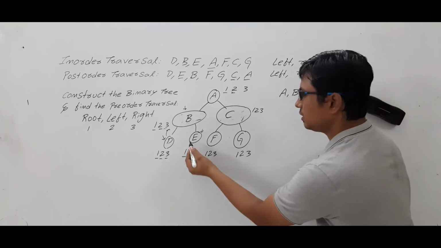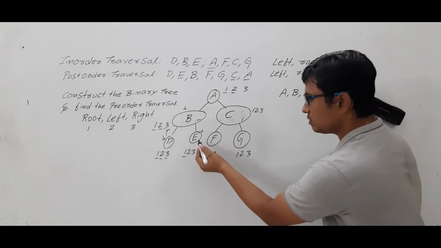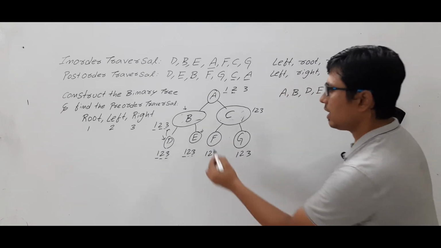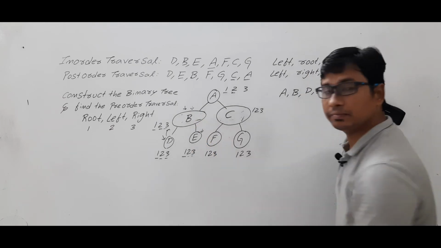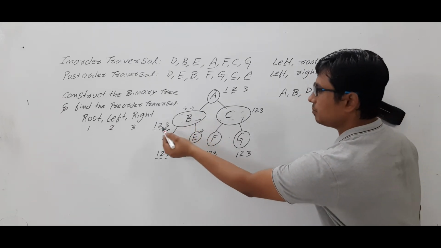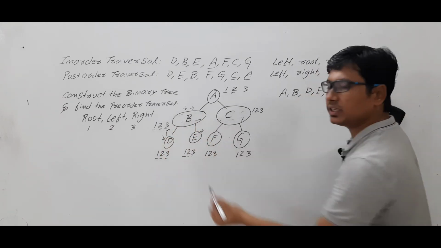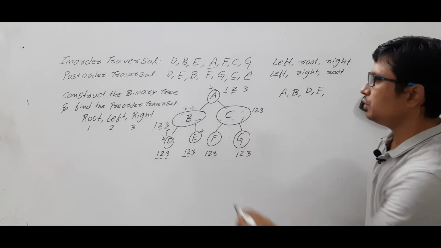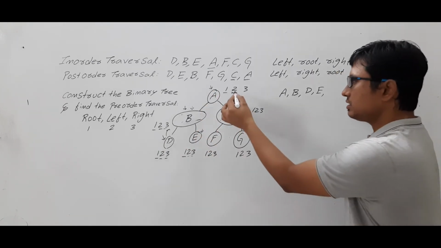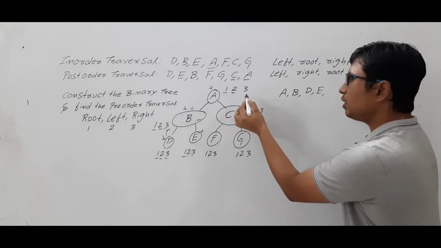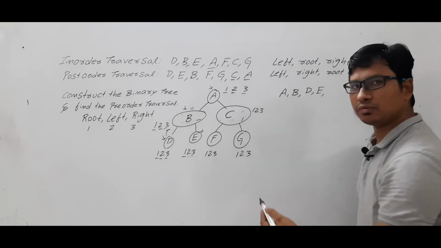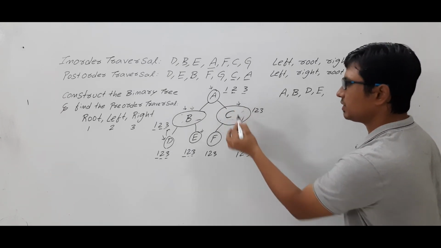Then step 2: to the left of it there are no elements, to the right of it there are no elements. So step 2 and step 3 will be completed, and then you will visit back here. Now you have completed step 1, step 2, step 3 at node B. So you will come back to node A. You have completed step 1 and step 2 at node A. Now you need to do step 3. Step 3 is what? Visit the right subtree. So you will come here.